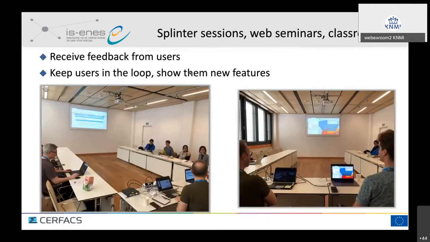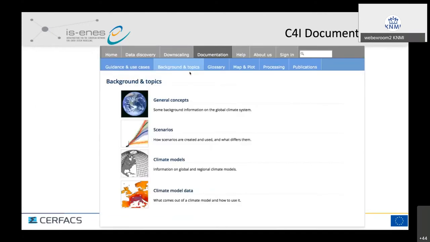There are many sessions that have been organized to disseminate the fact that the platform exists, but also to receive feedback from users to adapt and make evolve this Climate4impact platform according to the user needs. And there are different categories of users with different types of needs. So to gather those feedbacks, we organize sprint sessions or web seminars or webinars like this one or specific classrooms. And the goal is to always keep the users in the loop and to show new features and also to gather some ideas for having this platform evolve.